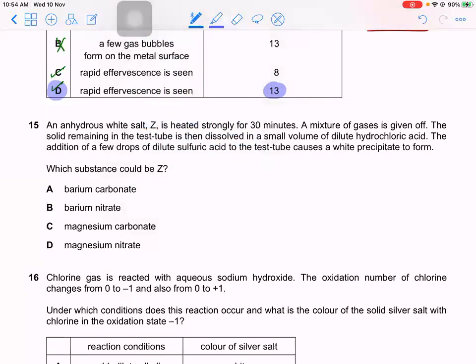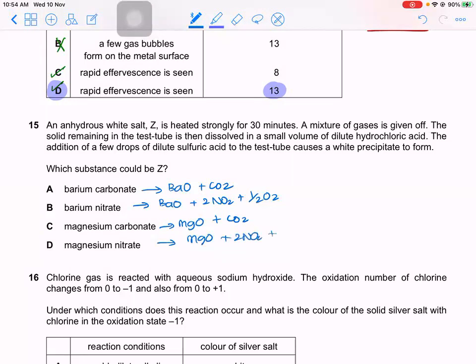Let's see. Anhydrous white salt Z is heated strongly for 30 minutes. So let's heat this. When you heat this, what will you get? Barium oxide plus carbon dioxide. From the nitrate, you will get barium oxide, 2 moles of NO2, half a mole of O2. This will give you magnesium oxide and carbon dioxide. This will give you magnesium oxide, 2 moles of NO2, half a mole of O2. So I've heated this and this is what we get.